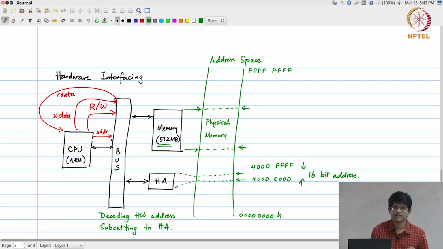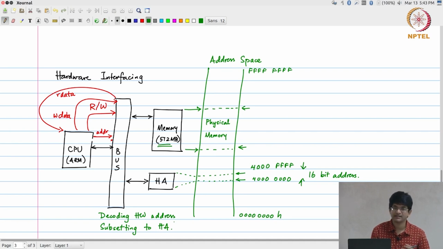What is the advantage of that? Once this hardware accelerator receives that smaller address, which is the 16-bit address, it need not be 16-bit, it could be like 1 bit, 2 bit. I can choose how many bits I want for the hardware accelerator. Only that many bits will be sent from the bus to the hardware accelerator. The hardware accelerator then just has to look at those, decide what to do with it, and respond accordingly. And that is actually interesting.